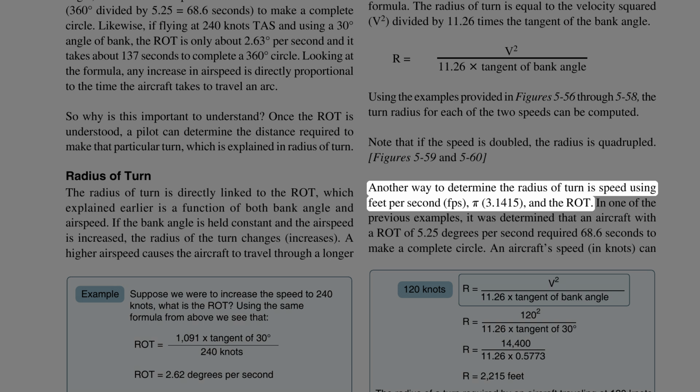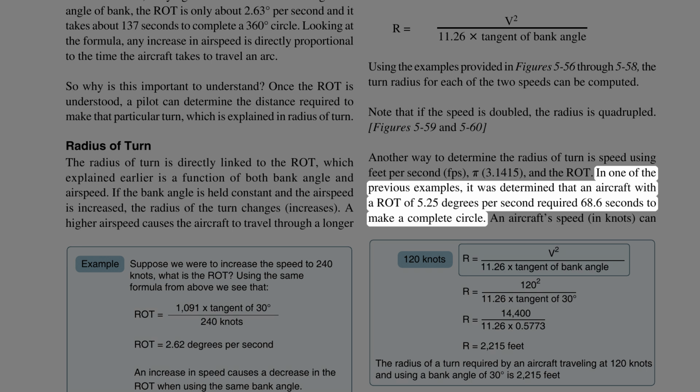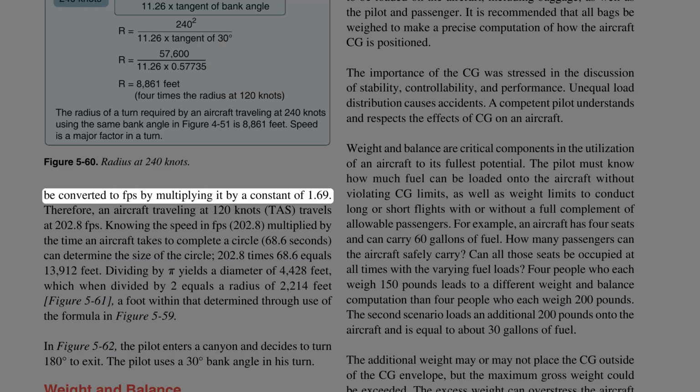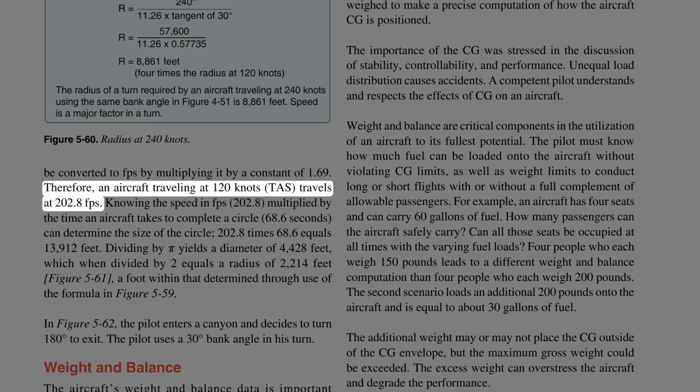Another way to determine the radius of turn is speed using feet per second, FPS, pi, 3.1415, and the ROT. In one of the previous examples, it was determined that an aircraft with a ROT of 5.25 degrees per second required 68.6 seconds to make a complete circle. An aircraft's speed, in knots, can be converted to FPS by multiplying it by a constant of 1.69. Therefore, an aircraft traveling at 120 knots TAS travels at 202.8 FPS.